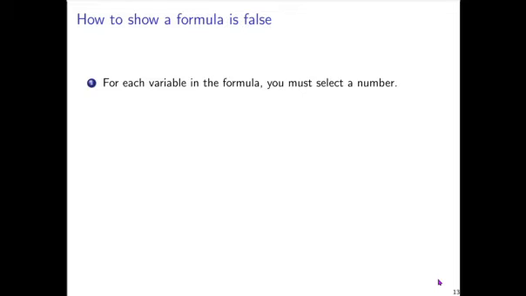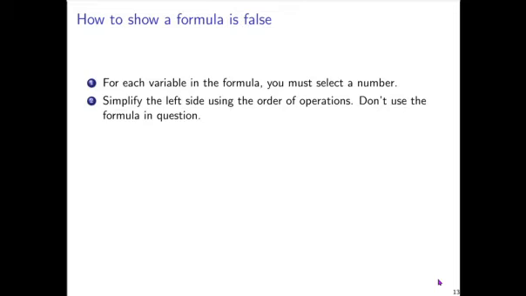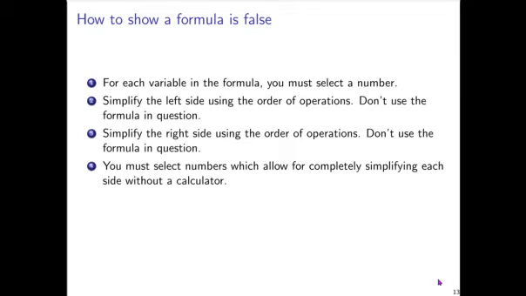This will always be the case throughout the semester. For each variable you see in the formula, you must select a number. Just select a number, then simplify the left side using the order of operations. Don't use the formula in question. We'll make more sense of that in just a moment. Simplify the right side using the order of operations. Again, don't use the formula in question.